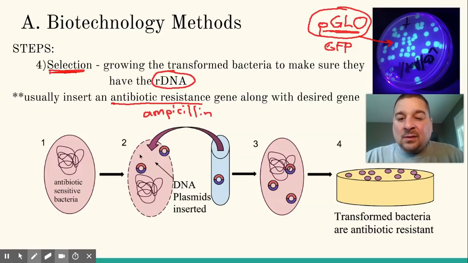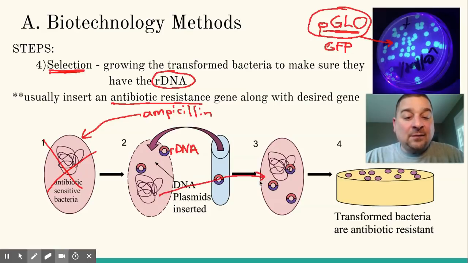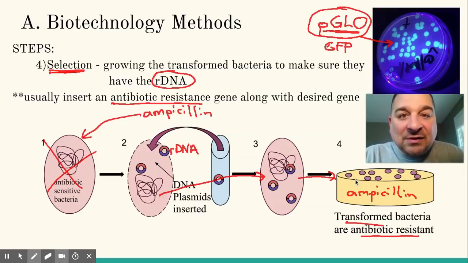So when you put that into the bacteria, normally ampicillin would kill the bacteria. When we put in our recombinant DNA plasmid, it has a gene for ampicillin resistance. So now when we transform our bacteria and grow it on a Petri plate with ampicillin, the recombinant DNA, the transformed bacteria, are antibiotic resistant and will grow. Guess what will happen to all the others? They'll be killed by the ampicillin.